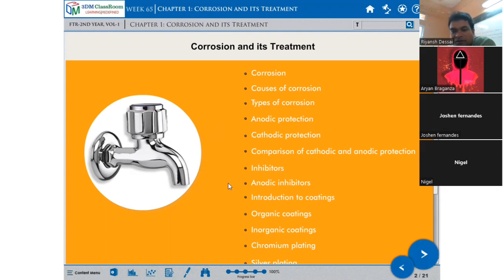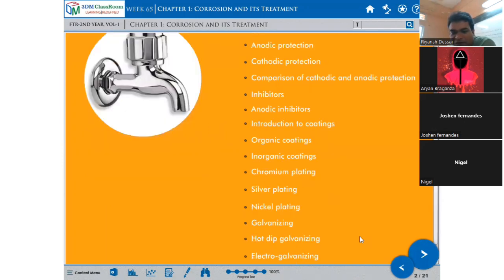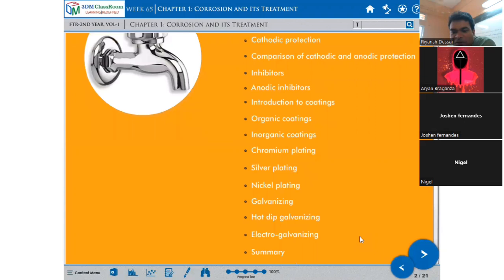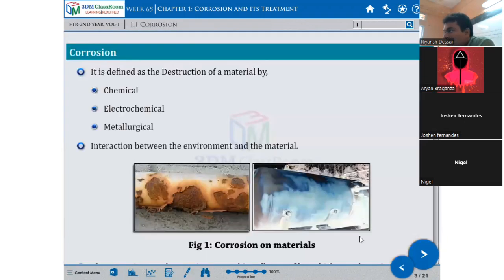Then inorganic coating: chromium plating, silver plating, galvanizing, hot dip galvanizing, electro galvanizing, and submarine. So these all are the metal coating processes.